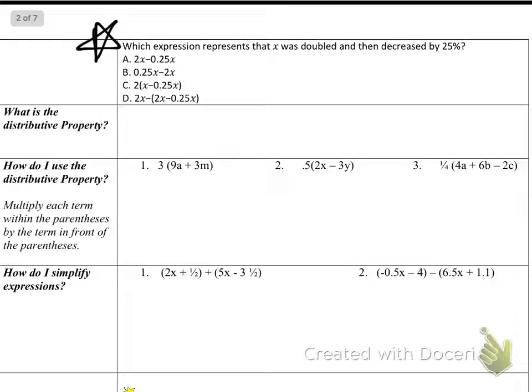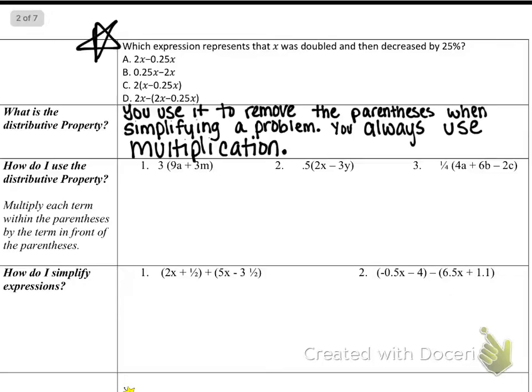In the distributive property, you're taking a number and you're multiplying it to everything inside the parentheses. So we are going to write, you use it to remove the parentheses when simplifying or solving a problem. You do this through multiplication. All right, so there are the words you need to write in that box. You might want to pause it if you have not completed writing it. I know it just came up. So go ahead and pause it, write it, and when you're ready, we're going to move on to how do I use the distributive property in each problem.